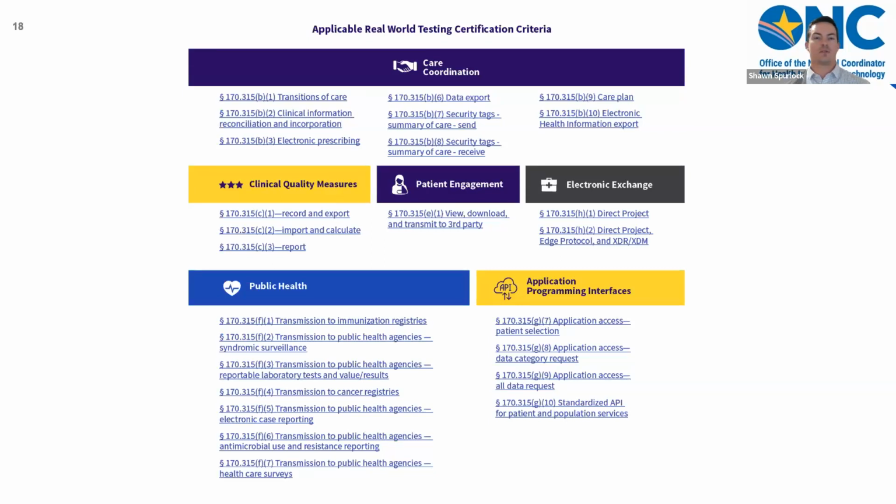So shown here are the applicable real-world testing criteria. I'm not going to go through each one of them, but I did want to point out how they're categorized, which is as follows. They're care coordination, clinical quality measures, patient engagement, electronic exchange, public health, and APIs, or application programming interfaces. For more information about these criteria, each of these is linked to their associated certification companion guide, which provides greater detail into each of these criteria and how to meet the requirements for each of the criteria. Next slide, please.